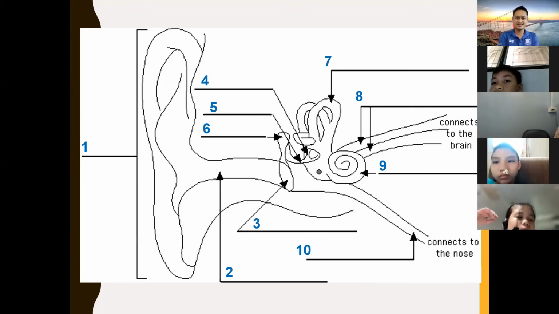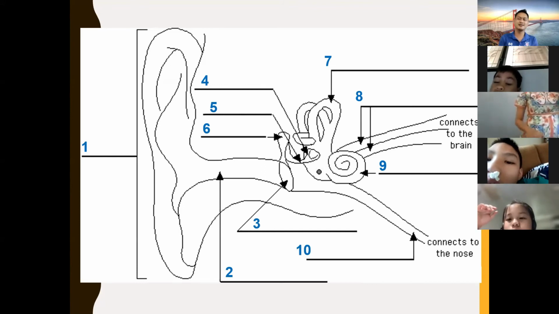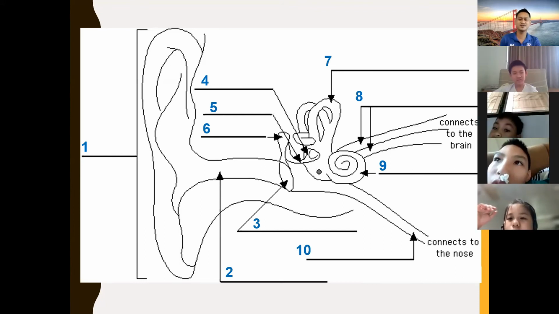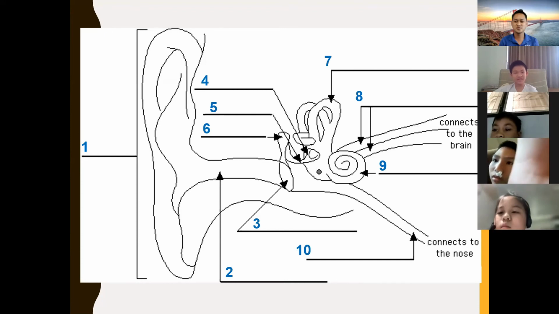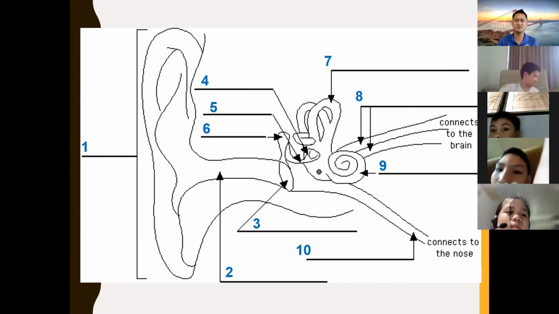Ear. What is number one? These are all parts of your ear, but there is a name for a specific part of it. Number one is the outer ear. I think you have it in your book. If you have your science book, you can open it.